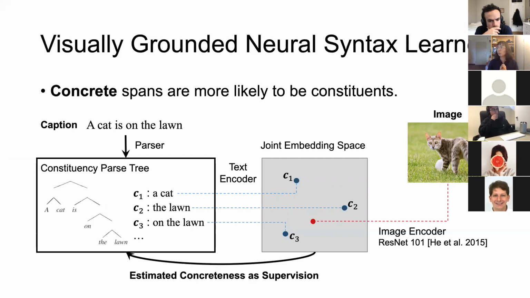Next step, we will be using this joint embedding space to estimate the concreteness of a text span and use it as the supervision to derive the corresponding constituent parse tree of sentences. I will describe the models one by one. First, let's describe how we can get a constituency parse tree here.